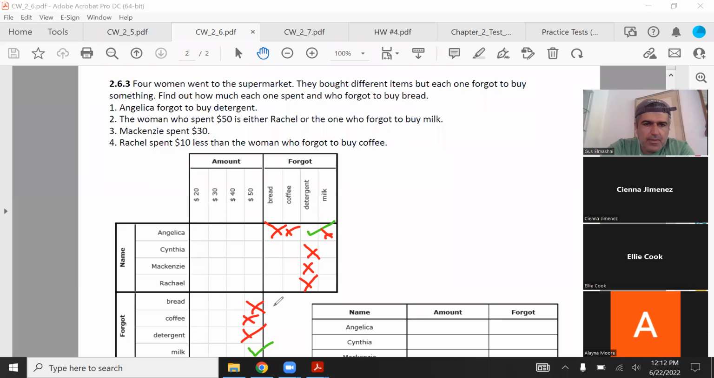And Rachel's probably not going to be the one who forgot milk, because obviously that's being excluded. So we're going to X that out as well here. And we don't know for sure if she spent $50, so we're going to hold off on that. Mackenzie spent 30. Okay, so boom, we got that one. Mackenzie spent 30. Very nice. So we're going to X these out and X these out.